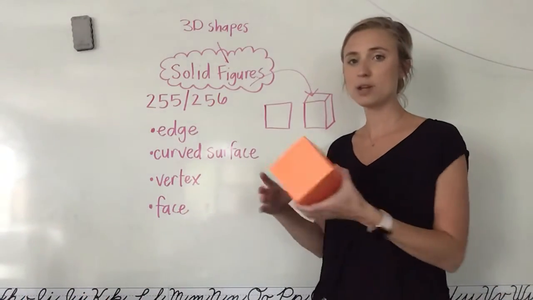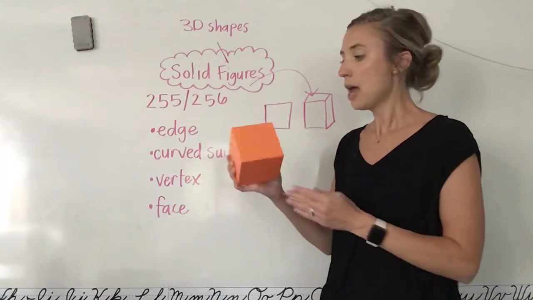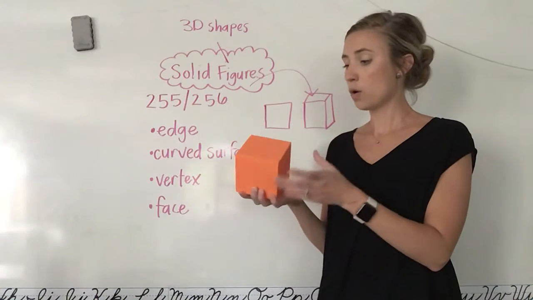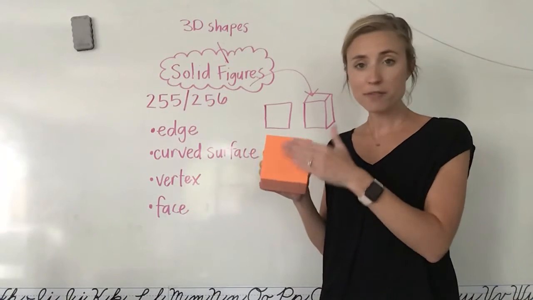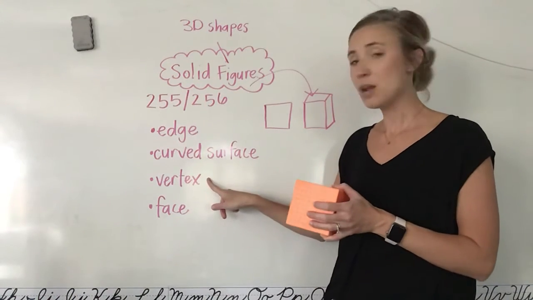So first is a face. I just grabbed one of the cubes from our 1s, 10s, 100s kit. A face is just a flat side of a solid figure. The number of faces might be different, but it's just a flat side on a solid figure. Then we have a vertex.